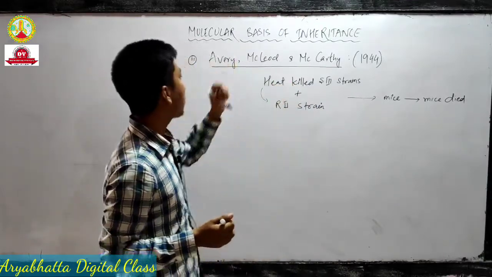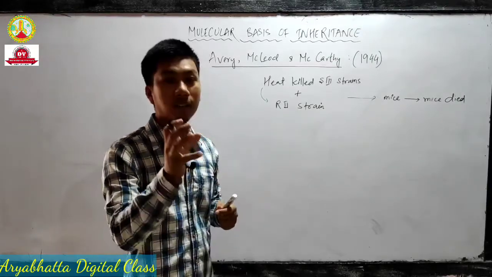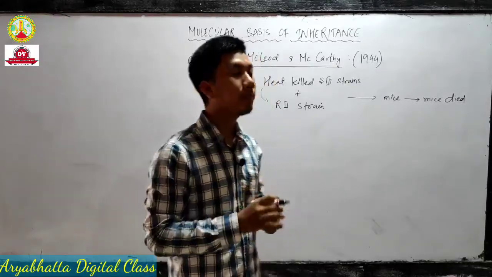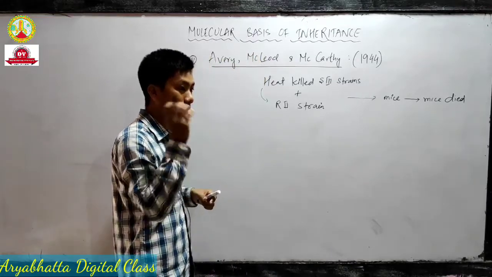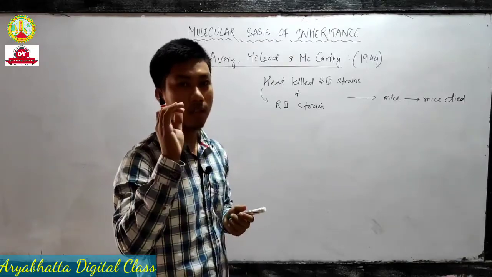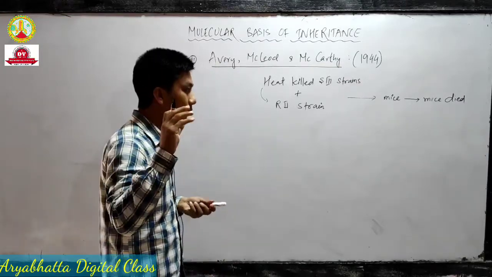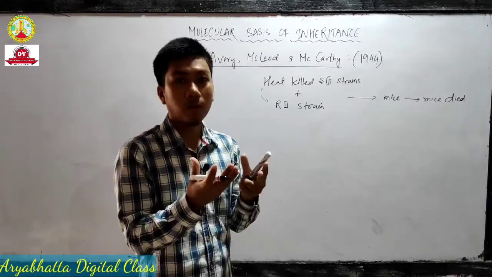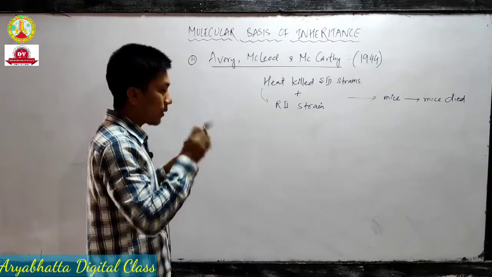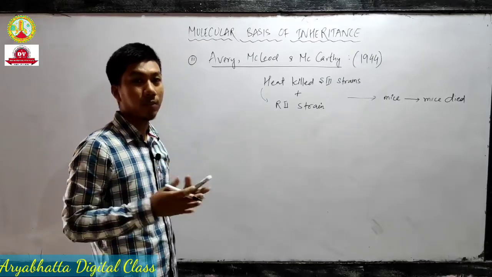This experiment was continued by Avery, McCarty and McLeod, only to see what is transferring into the R2 strain. Strain means there is a cell, definitely. So what is the thing that is transferring? Griffith could not show what that molecule was. He just came to the conclusion that something has been transferred, but he was unable to visualize what the molecules are.